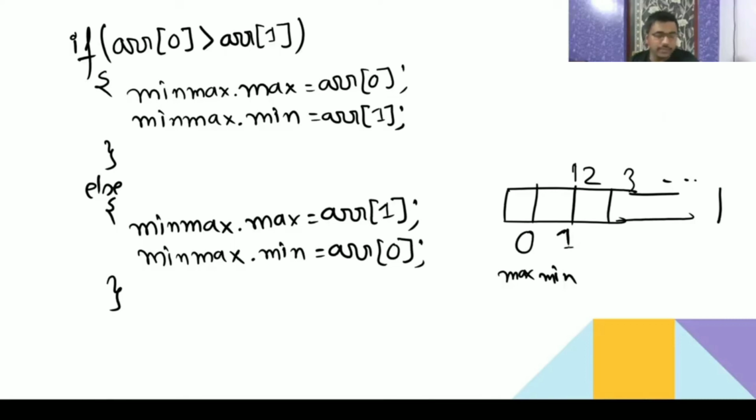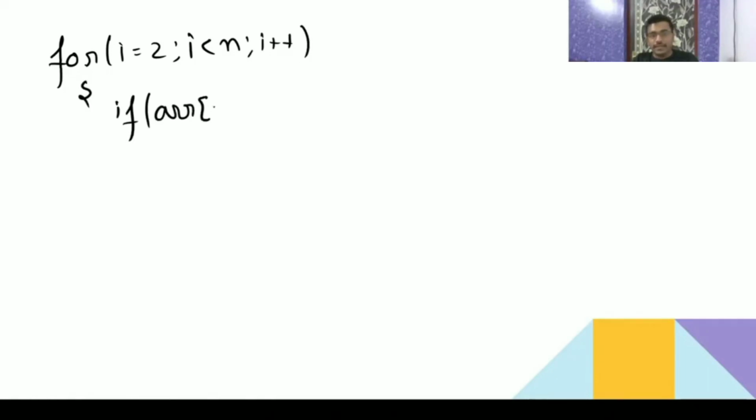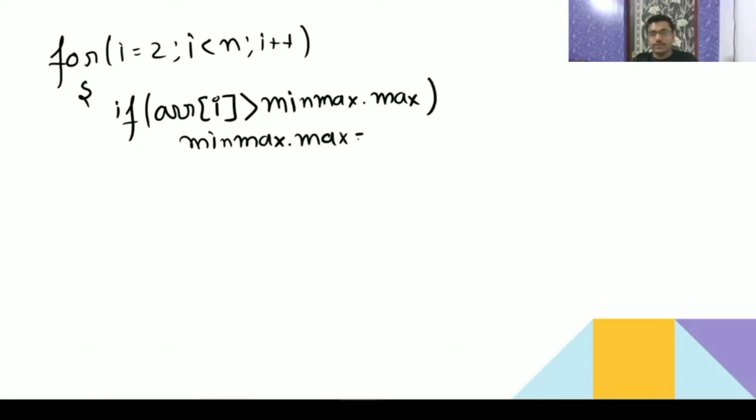Okay, let me write the code, then it will be more clear. So for i equal to 2, i is smaller than n, i plus plus. One by one I will go and check if array of i, the new element that I am seeing, is greater than the maximum I have selected. If it is greater than max, then max is going to be array of i. So every element I will check whether it is greater than max or not. If it is greater, then max is going to change.